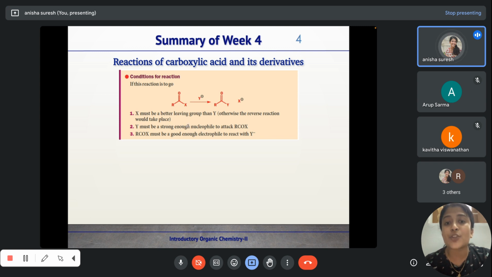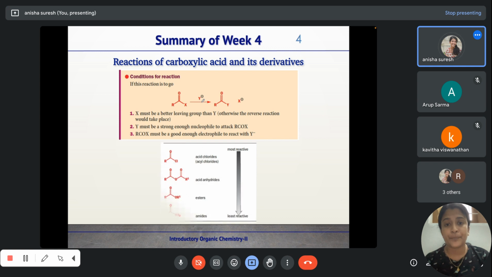Y must be a strong enough nucleophile to attack RCOX. Y should be a good nucleophile. Nucleophile will be having negative charge. It will be attacking at the electrophilic carbon center. So nucleophile should be strong enough. RCOX must be a good enough electrophile to react with Y minus. So this carbonyl carbon should be electrophilic enough so that it will be reacting with this Y minus. These are the conditions for reactions of carboxylic acid and its derivatives to take place.